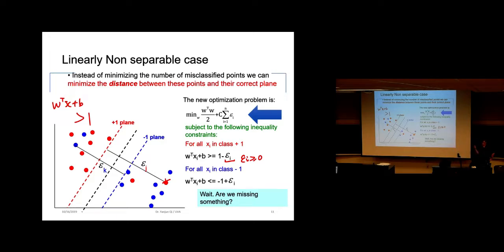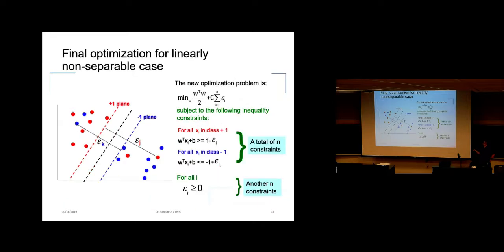And then you can do the same thing for the negative points. So this contributes a total of n constraints plus another n constraints to require each epsilon I larger or equivalent to 0. So together, in this soft version, you have 2n constraints instead of n constraints in this separable hard case.